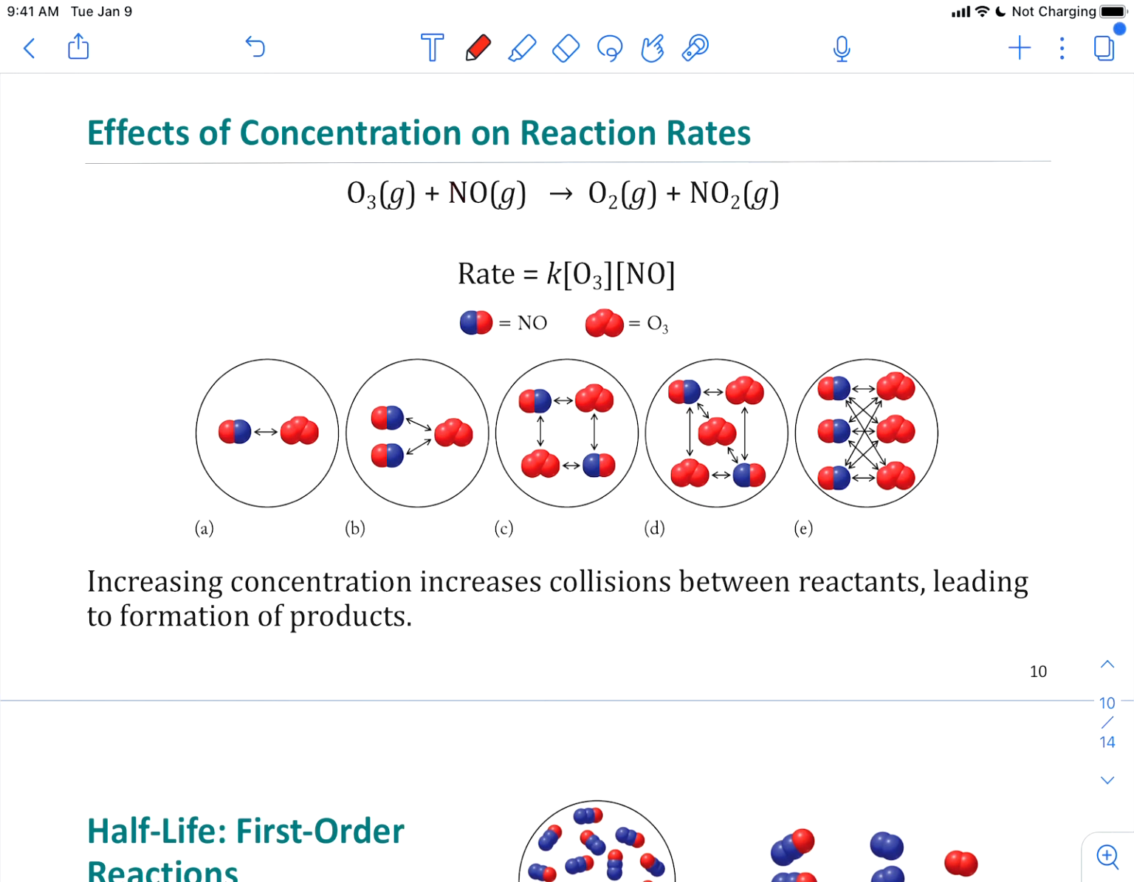So here's one where ozone reacts with nitric oxide to form oxygen gas and nitrogen dioxide. And there's the rate law. And it's dependent on ozone and nitric oxide. So it just means that increasing the concentration of either of those or both of them increases collisions between the reactants, leading to formation of products at a greater rate. So if I increase the concentration, I will indeed increase the rate of the reaction. You can see that because the rate is dependent on the concentrations mathematically.